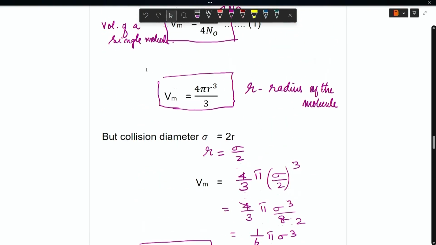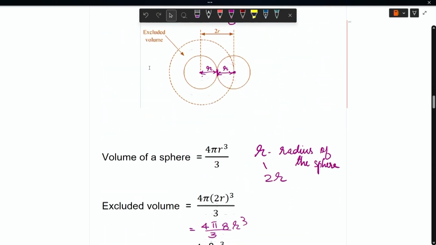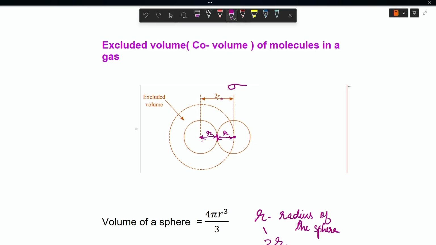So, this gives us an idea of molecular diameter, because sigma means, I will go back to the picture, sigma is 2r, 2 radius. That is, if you take a single molecule, this is one r, and this is another r. So, this can be taken as sigma, or the molecular diameter, since it is 2r.